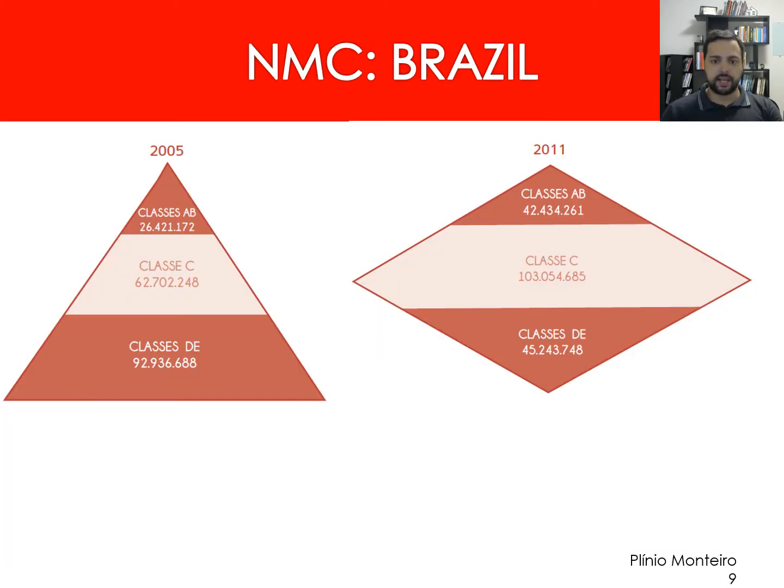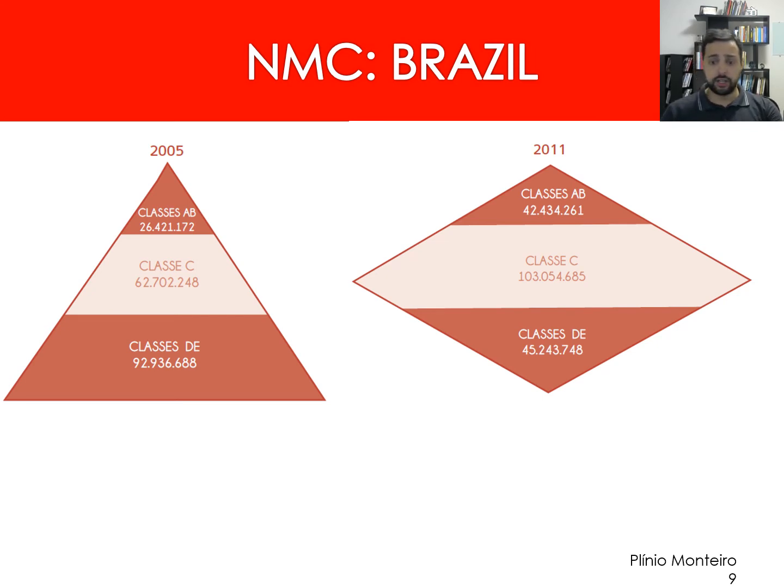These numbers represent the bottom of pyramid during some years in Brazil. So we can see that by 2005, we have a lot of people in classes D and E, and by 2011, this changed a little bit. Of course, this was the result of some policies from the Brazilian government, including the way that they define the classes A, B, and C, and so on. And of course, this does not represent a real change in the long-term conditions of life.